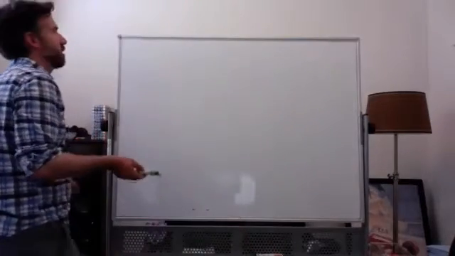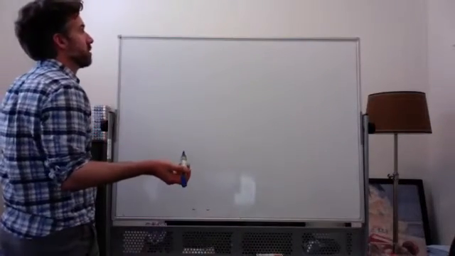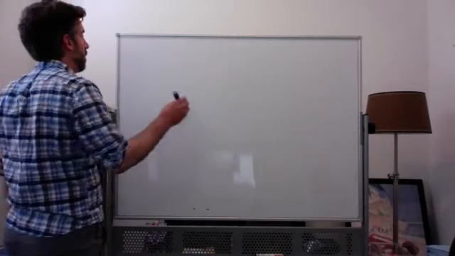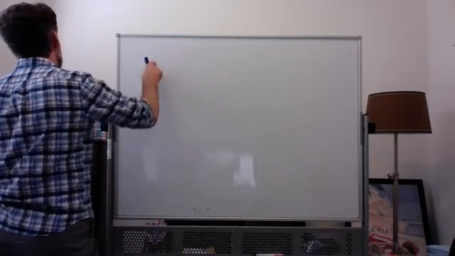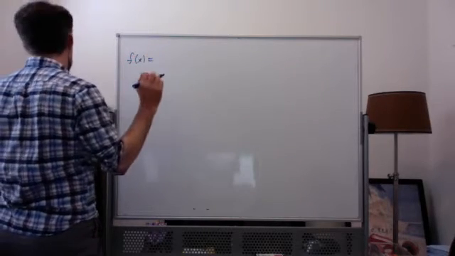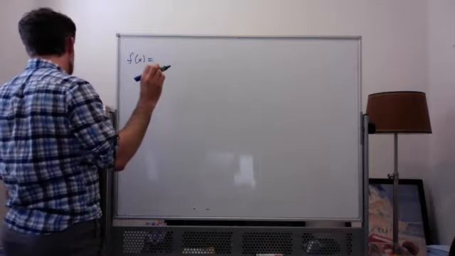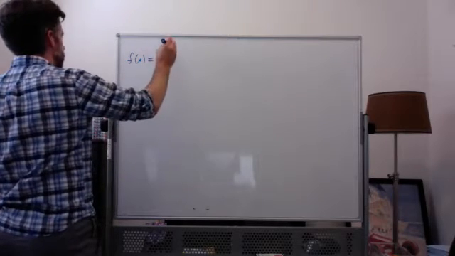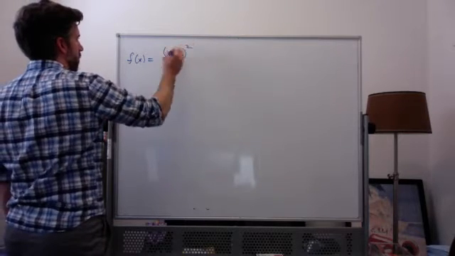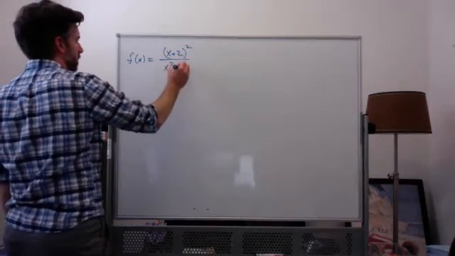Okay, now I was going to come up with a graph that was not terrible. Yeah, let's do that. Let's say f of x is (x plus 2) squared over x squared minus 1.